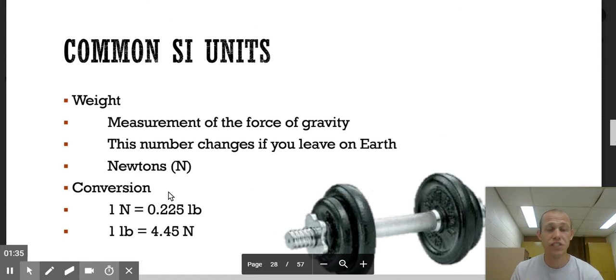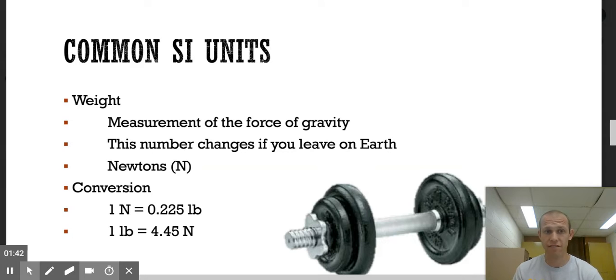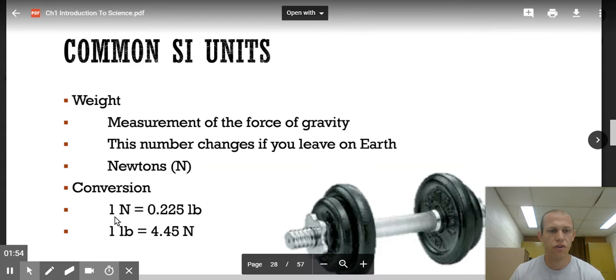Weight, similar but different than mass, is the measure of force of gravity. This number will change because the force of gravity on Earth is different than the force of gravity in space, than on the moon or on any other planet. It is measured in newtons. Here's a common conversion, 1 newton to 0.225 pounds.